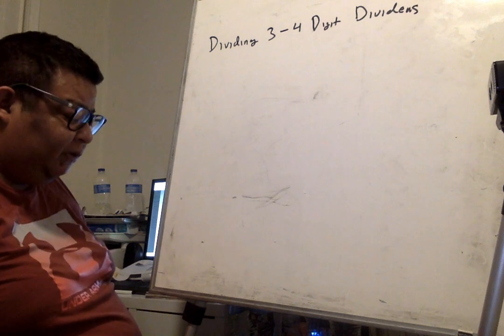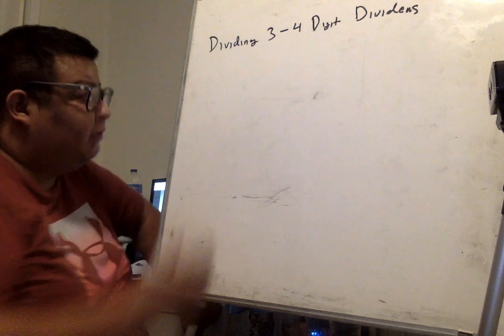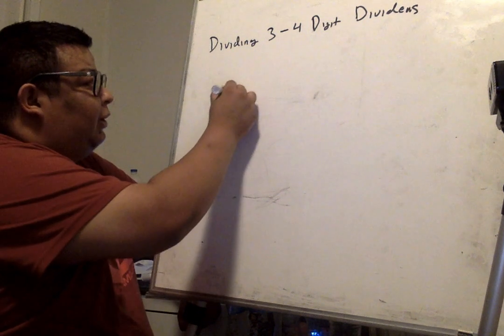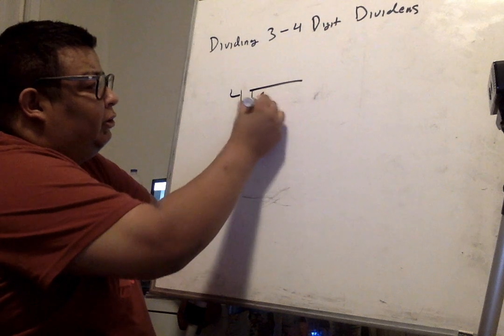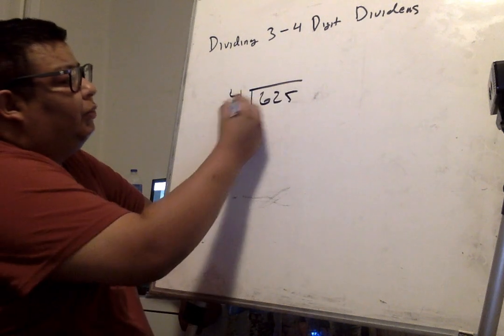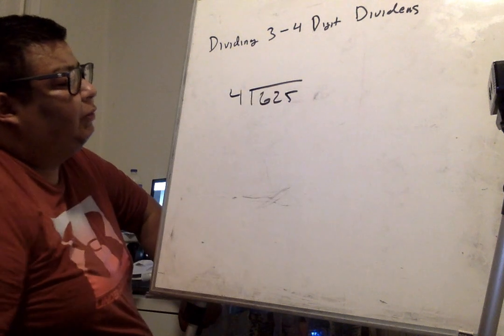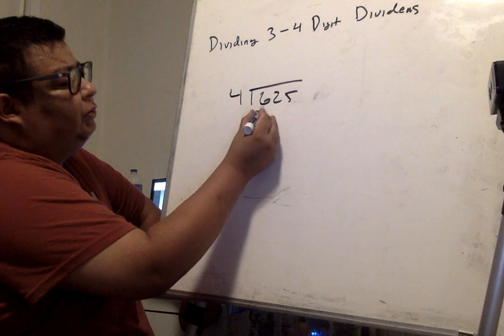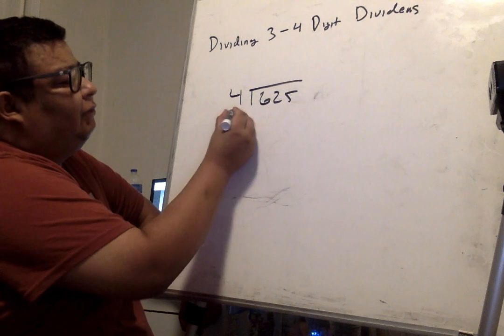So I'm gonna give you 4 examples. Let's see. So let's start with 3 digit dividends. So we have 4 and 6 to 5. When we do it is we do like regular long division. So for example, for this one we're dividing 625 divided by 4.